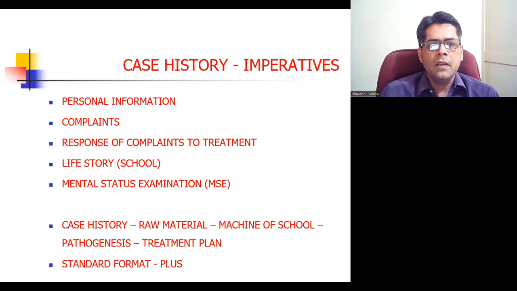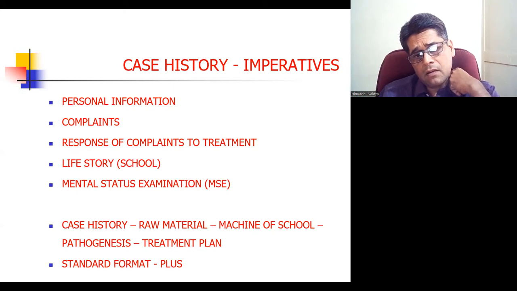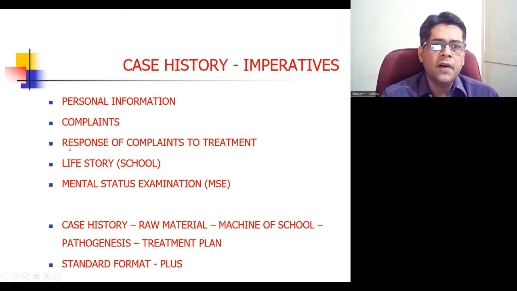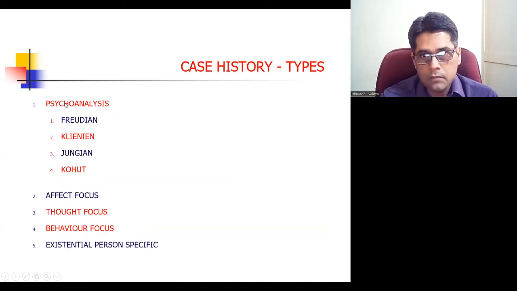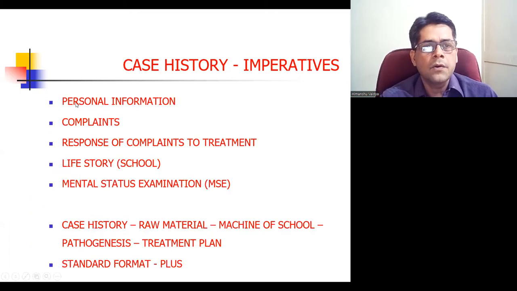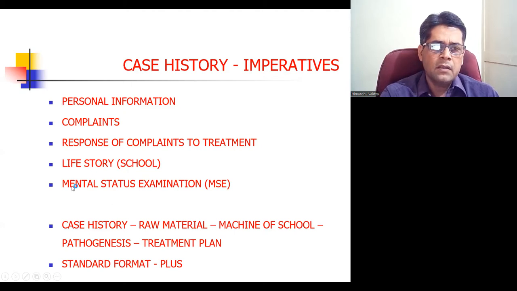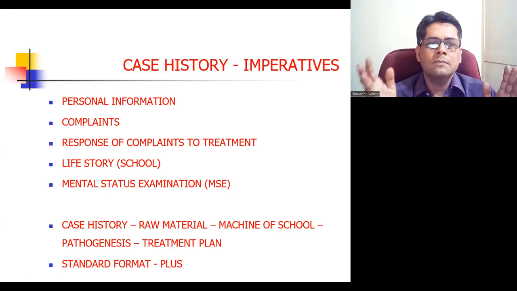Now let us look into the case history. What are the contents of a case history and what can be added to it? These 5 are mandatory parts of any case history. As a standard, some schools, the Jungian school, may have a separate format. The International Psychoanalytic Association can have a separate format. But if we say 95% of therapists take case history, then 75% of this 95% follow this format.